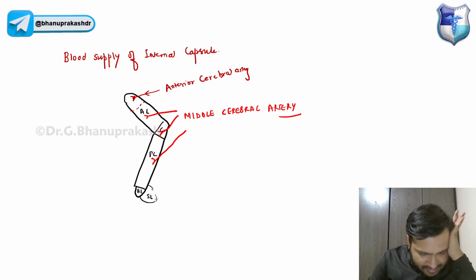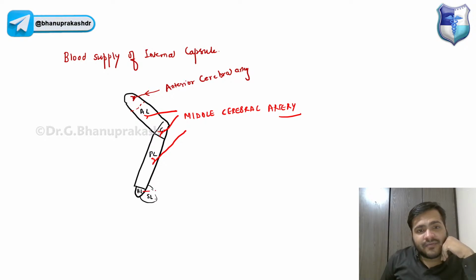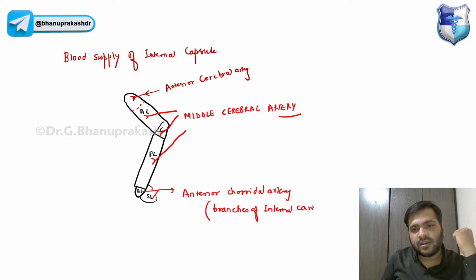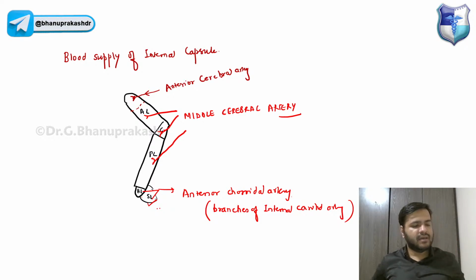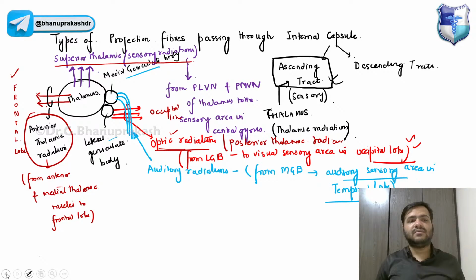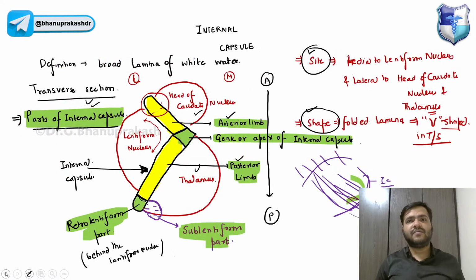The retrolentiform and the sublentiform parts are supplied by the anterior choroidal artery. And remember, guys, this is a branch of the internal carotid artery. So basically, they are supplying the retrolentiform and the sublentiform parts. So that is about this structure, guys. That is the internal capsule. So we have discussed the internal capsule.